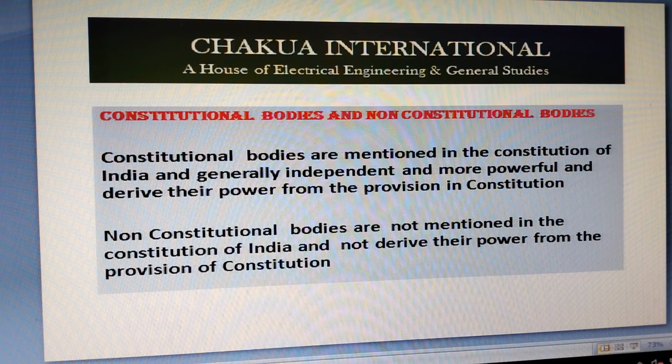A cabinet resolution can be passed to establish a body. Examples of statutory bodies: Planning Commission, National Commission for OBC, SEBI, etc. Some bodies are both constitutional and statutory, like the Central Waqf Council, National Commission for Minorities, Commission for Linguistic Minorities, like this.